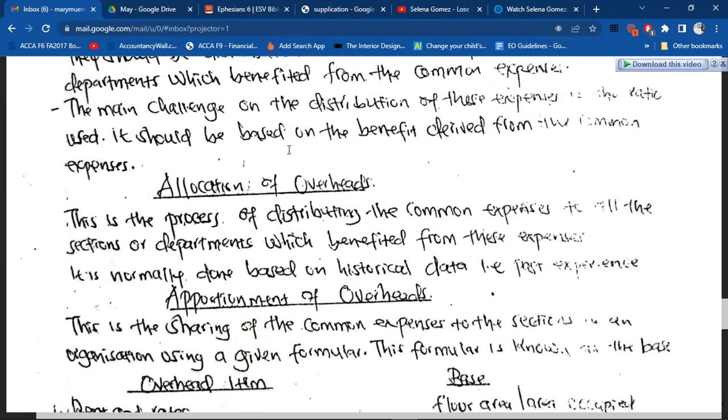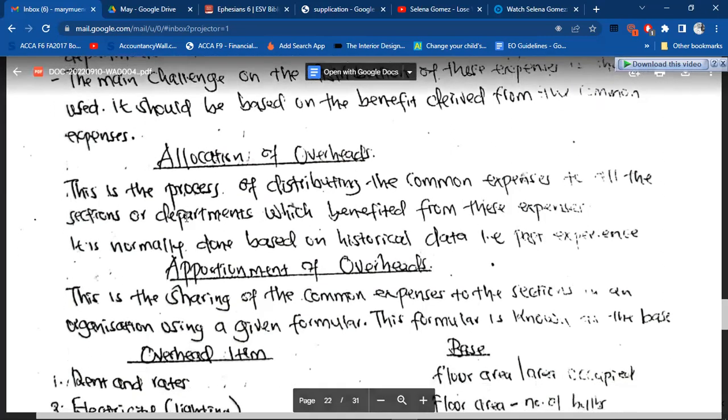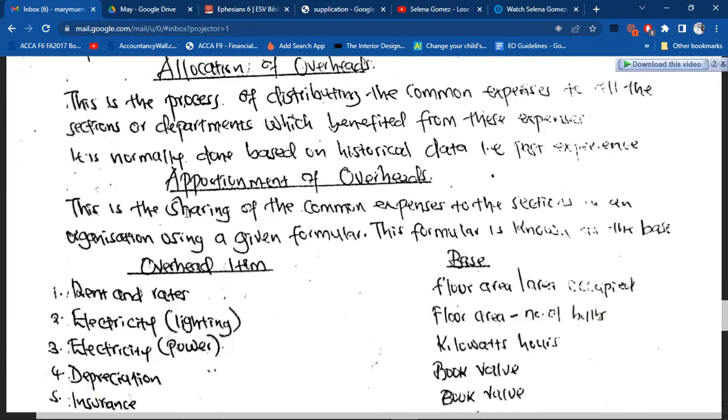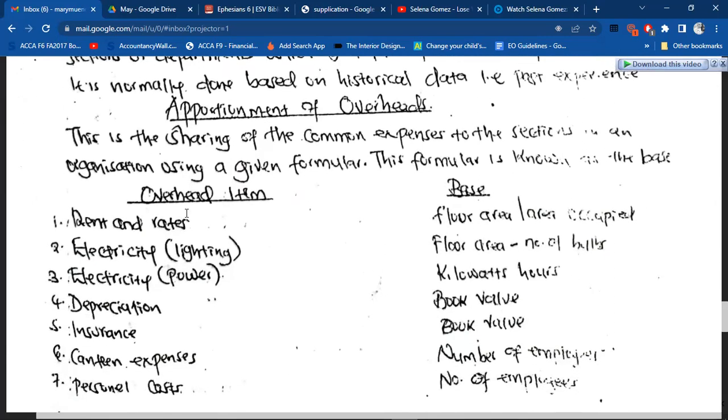When you look at apportionment, how are we going to apportion the overheads? The apportionment of overhead is the sharing of the common expense among the sections of the organization using a given formula. That formula is basically known as the base. So I just want to look at the base areas when we have certain common expenses that we have to attribute to some overhead items.